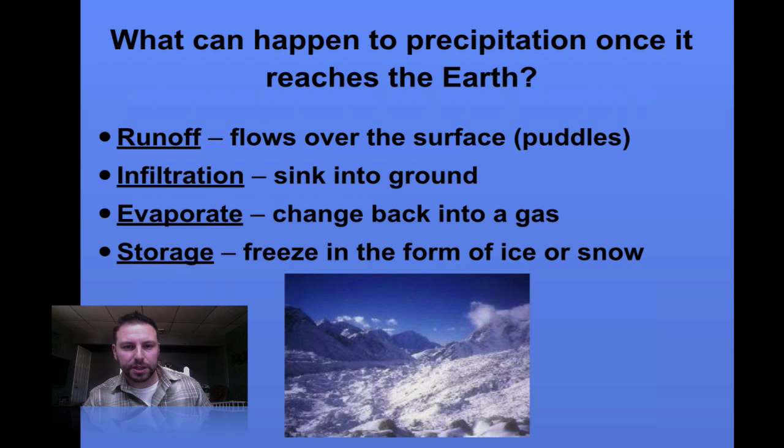Once that precipitation hits the Earth, a number of things can happen. It could run off, it can infiltrate, evaporate back into the air, or be stored in glaciers. So runoff is just merely, like it sounds, water running off or flowing over the surface. Infiltration is where water goes into the ground or sinks into the ground, permeates into the ground. Evaporation changes back into a gas. Storage, like I said, can be stored like we see here in glaciers or snow.